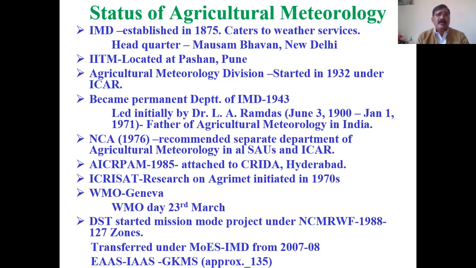And AICRPAM, that is the All India Coordinated Research Project on Agrometeorology, started in 1985 at CRIDA, Hyderabad. CRIDA means Central Research Institute for Dryland Agriculture, Hyderabad. Also ICRISAT started research on agroclimate in 1970, the agrometeorological study. ICRISAT means International Crops Research Institute for the Semi-Arid Tropics.